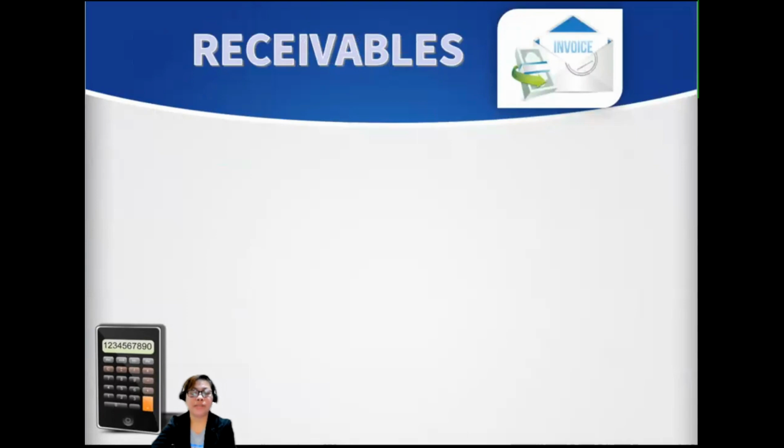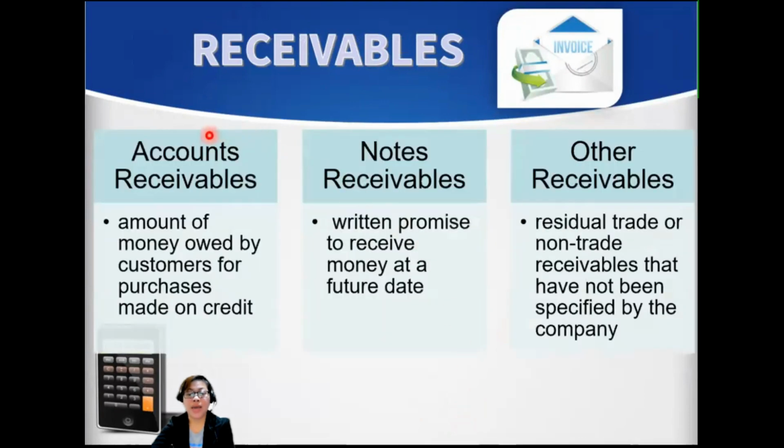Then we have receivables. Receivables are collectibles from customers, employees, or officers for the goods or services or money lent by the company from its normal course of business. So we have accounts receivable, notes receivable, other receivables. Accounts receivables are receivables from borrowers who can use their accounts receivables as collateral to raise.